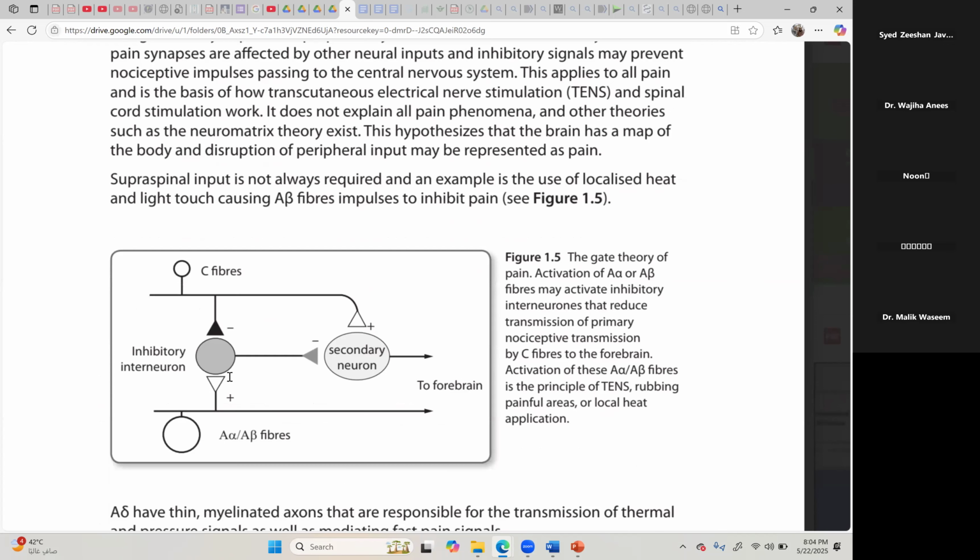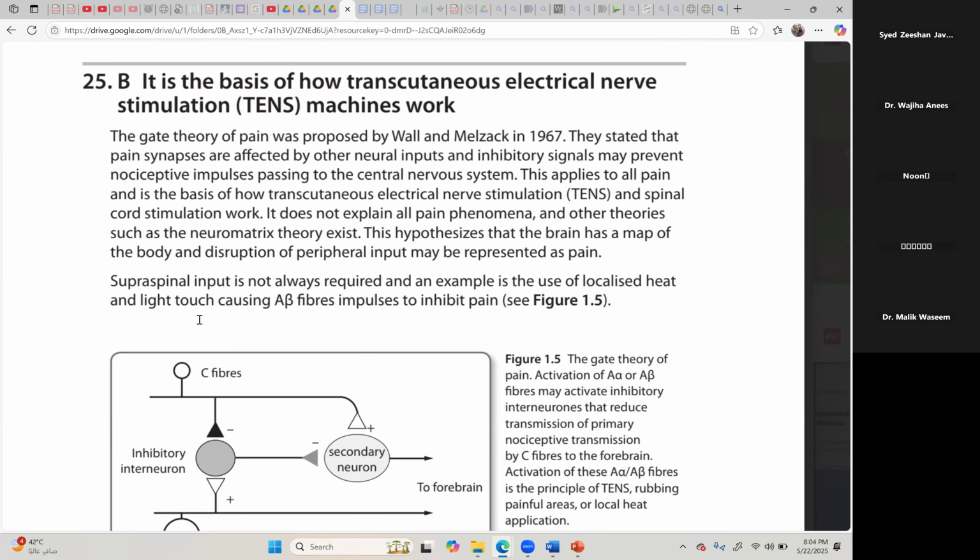So C fibers and A alpha fibers. So this is blocking the gate. The gate control theory stated that pain synapses are affected by other neural inputs, and inhibitory signals may prevent nociceptive impulses passing to the CNS. This applies to all pain. This is the basis of how TENS and spinal cord stimulation work also.